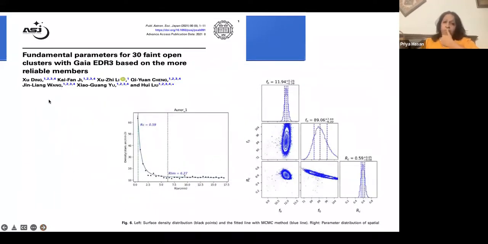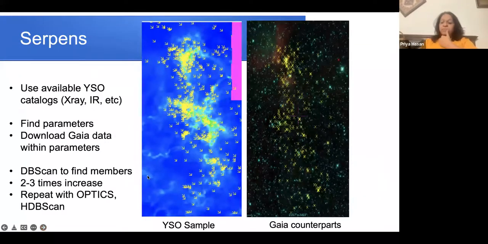A lot of other people have also been using DB-scan, etc. So this is another paper using DB-scan, where you can see that they applied it for a sample of 30 faint open clusters and looked for members using this clustering algorithm in an n-parameter space.